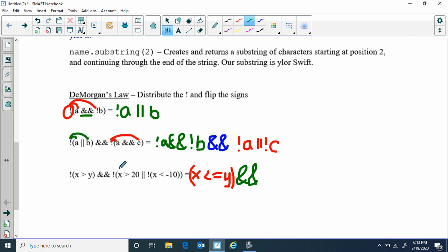And now we are going to distribute this not. So distributing our not here changes this to X is less than or equal to 20. And again, I'm going to use parentheses just so that we can keep things straight here. So X is less than or equal to 20. And then we're going to distribute to this or, so it's going to turn it into and. So and.